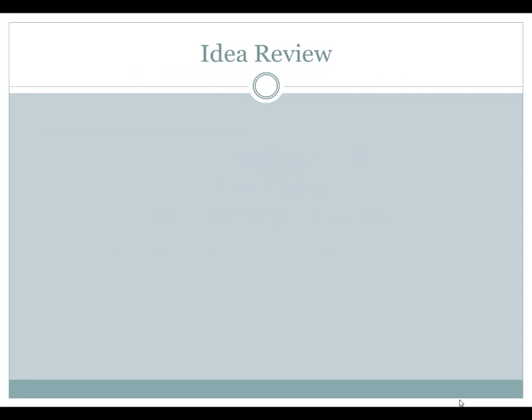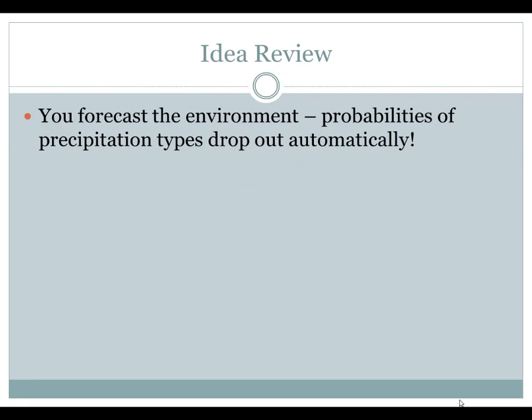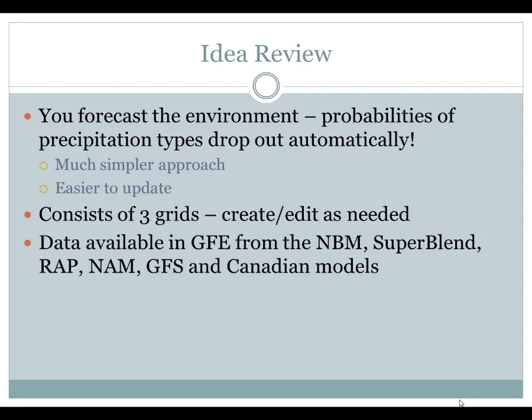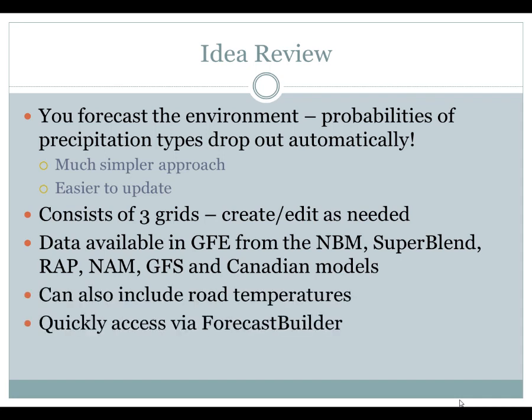So the review of the top-down idea is that you forecast the environment and the probabilities of precipitation types drop out automatically. Much simpler approach and also easier to update. It consists of 3 grids that you can create and edit as needed. There's data available in GFE from a variety of different model sources, including the MBM, SuperBlend, RapNav, GFS, and Canadian. You can also include road temperatures. And within the forecast builder process, this is step 3, where you access the top-down section.